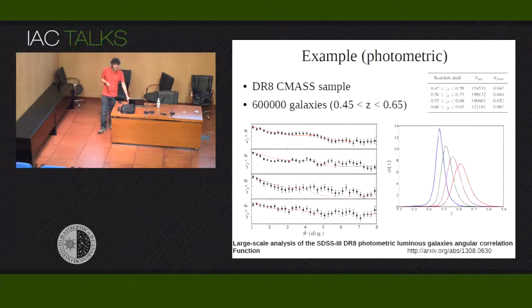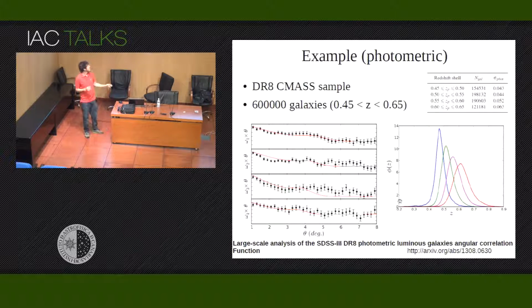So basically, I tried to point out some of the issues that are important in photometric surveys. And now to finish, I want to present an example of what we did last year with the photometric sample of BOSS, the DR8 sample. It consists of 600,000 galaxies in that redshift range. We divided the sample in 4 redshift bins and measured the angular correlation function. Here on the right are the selection functions for all of these redshift bins.